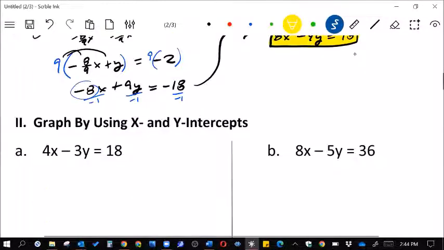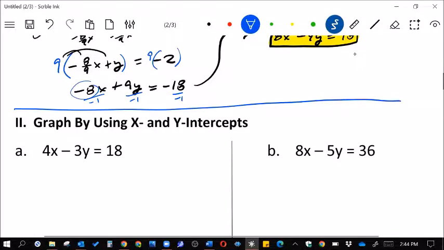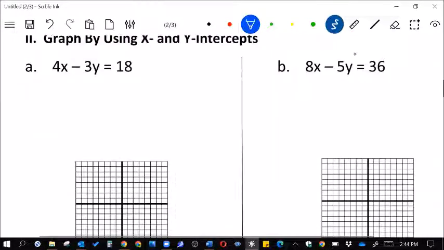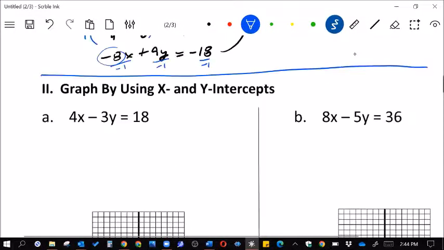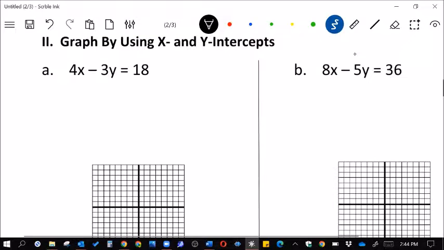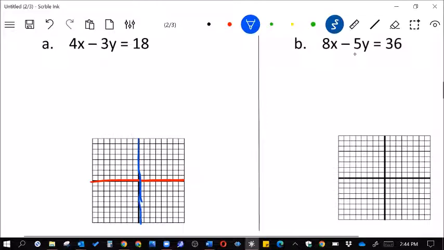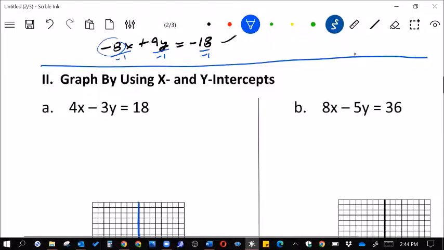Now down here, we're going to look at a different way to graph these equations, using the standard form. What we're going to do is find the x and y intercepts, which is pretty easy with the standard form. The x-intercept is the place where the line crosses the x-axis, and the y-intercept is where the line crosses the y-axis. If we find those two points, we can draw a line between them.